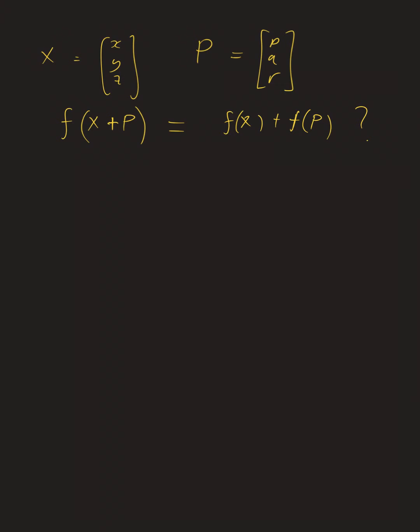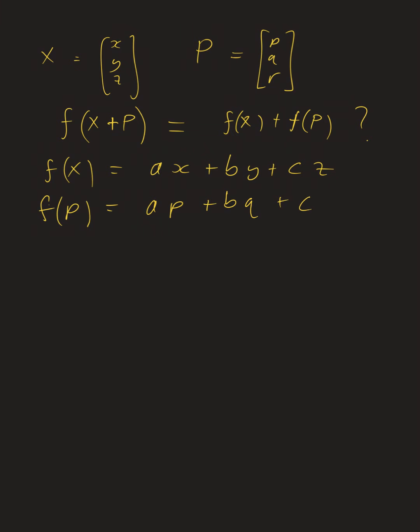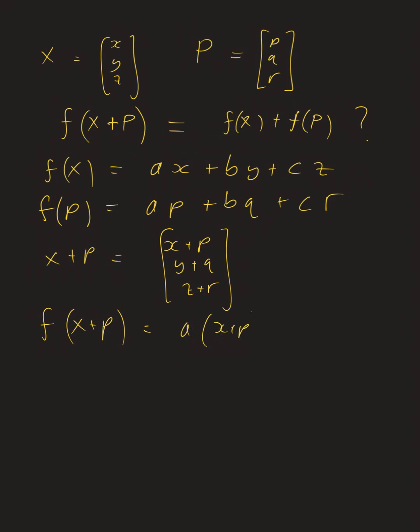So remember our function, f of x is equal to a times x plus b times y plus c times z. F of p is equal to a times p plus b times q plus c times r. So what's x plus p? Well, it's equal to x plus p, y plus q, z plus r, this 3 by 1 matrix, and then f of that is equal to a times x plus p plus b times y plus q plus c times z plus r.